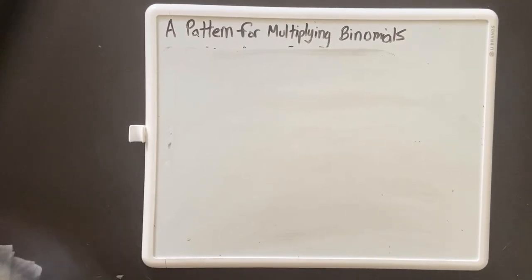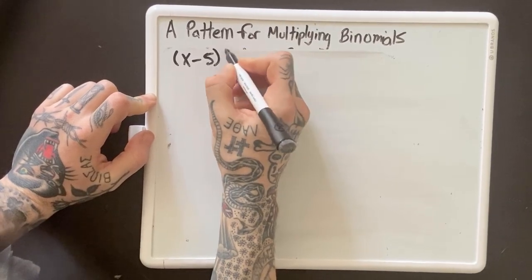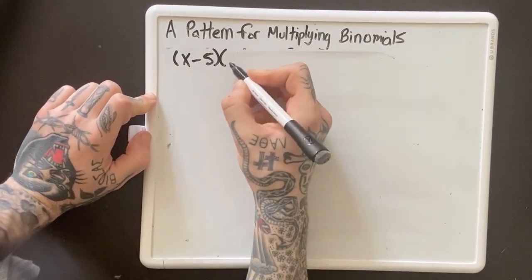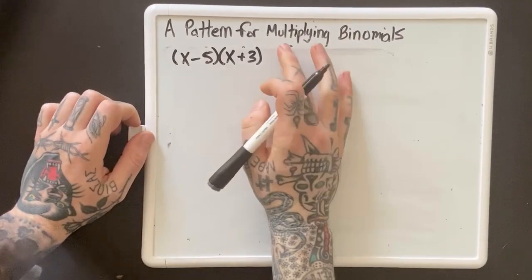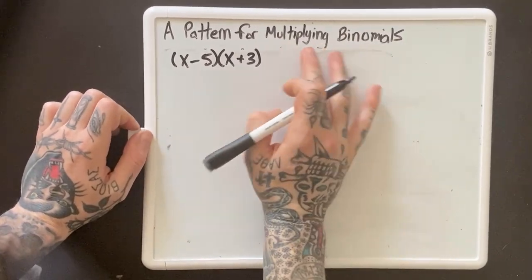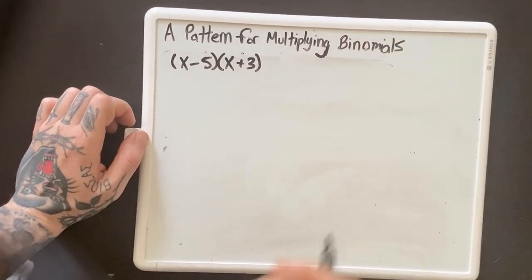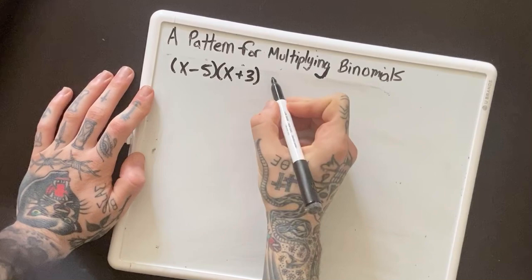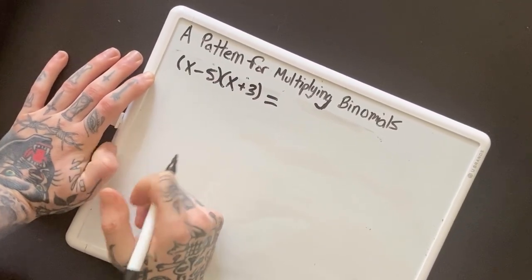Okay, so now we're going to look at x minus 5 times x plus 3. Okay? We're going to do it in two ways, just so we can make sure the results are the same in both. So let's try our pattern first before we even try FOILing.